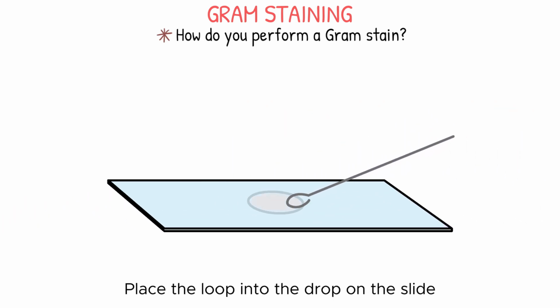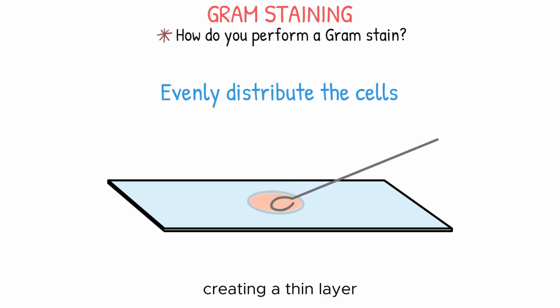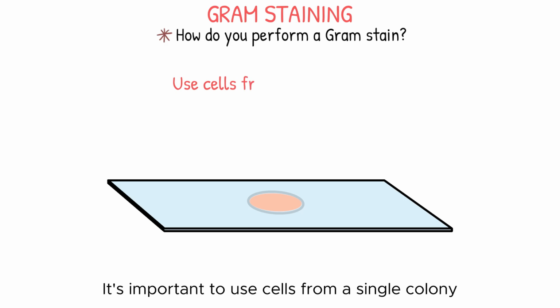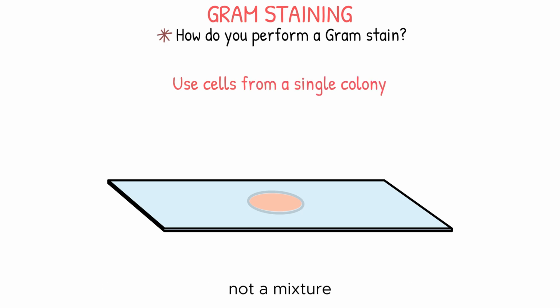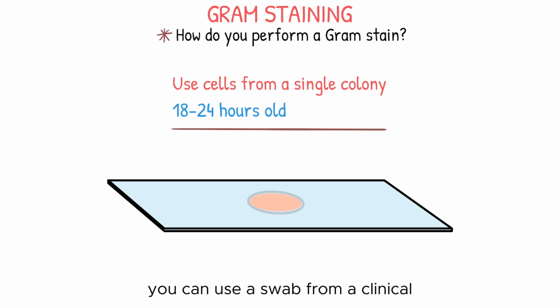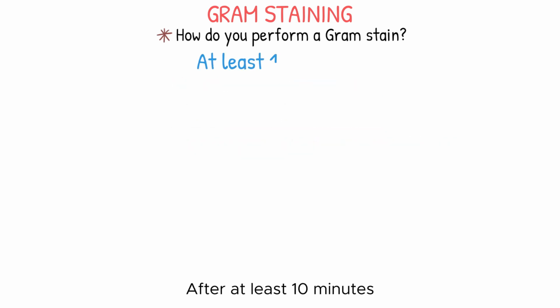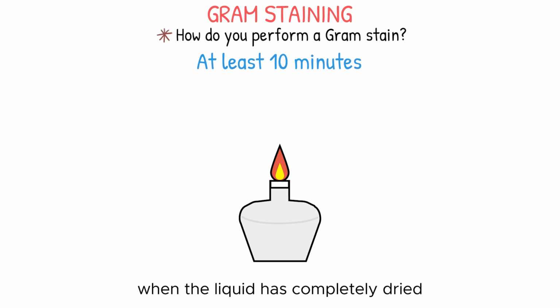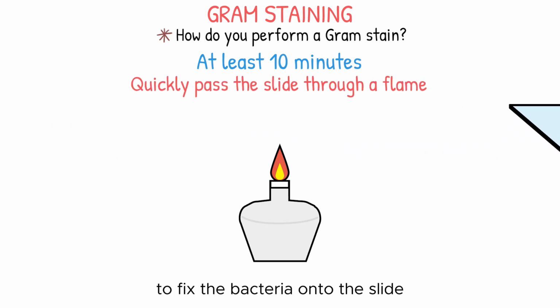Place the loop into the drop on the slide and rotate it evenly to distribute the cells, creating a thin layer. It's important to use cells from a single colony, as this could represent only one cell type and not a mixture. Ideally, the culture should be 18 to 24 hours old, as older cells may show variable results. Alternatively, you can use a swab from a clinical or environmental sample. After at least 10 minutes, when the liquid has completely dried, quickly pass the slide through a flame to fix the bacteria onto the slide.